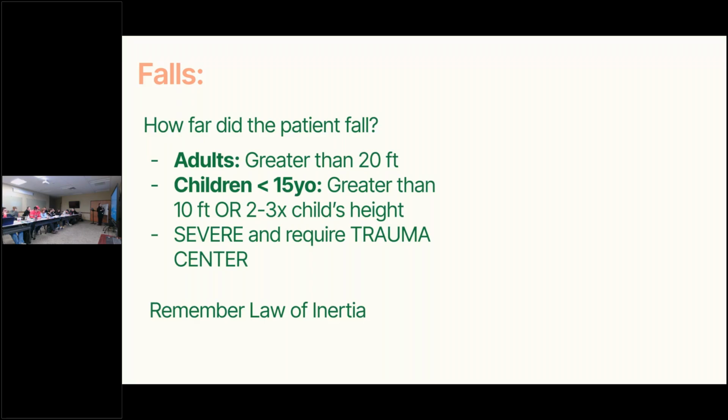20 feet, right? Cool. If an adult falls from 20 feet or higher, that meets trauma center criteria, so we want to get them to the closest trauma center as fast as we can. For children less than 15 years old, that distance changes to greater than 10 feet or 2 to 3 times the child's height. So let's say they're 4 feet tall. If they fall from 12 feet, that's also going to meet trauma criteria.